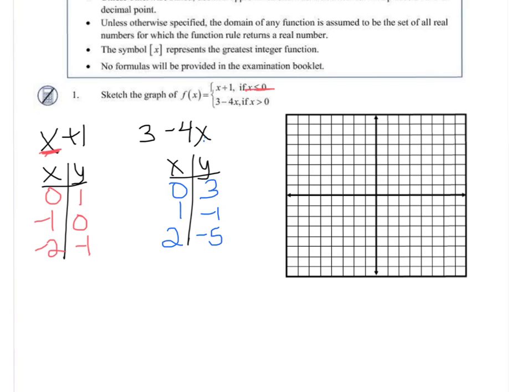and now I can plot those points, 0, 1, -1, 0, -2, -1, and it's a ray going in this direction. And now for the other piece, 0, 3, but at 0, 3 I'm going to put an open circle. Kind of missed the point there. And then 1, -1, and 2, -5. And then it's a ray.